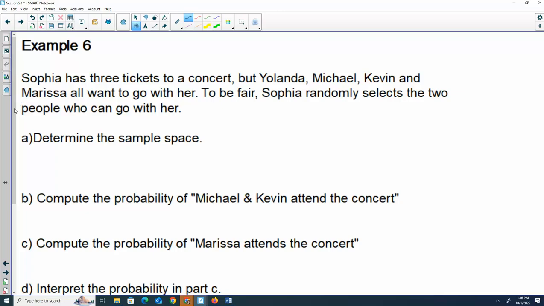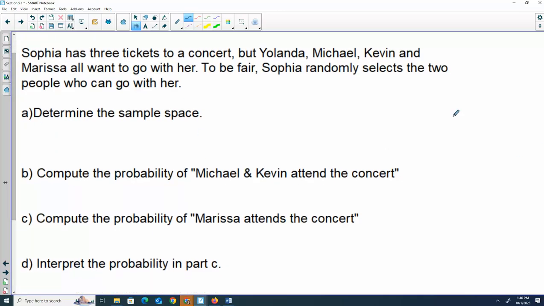Sophia has 3 tickets to go to a concert, but Yolanda, Michael, Kevin, and Marissa all want to go with her. To be fair, she randomly selects 2 people. What's the sample space? What do I mean by sample space? 2 out of. All the possible. All the things that can happen.